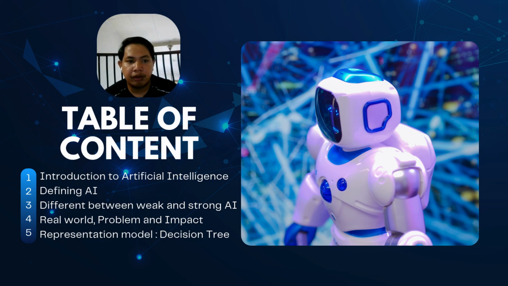Table of contents, we have five. The first one is introduction of artificial intelligence. The second one is defining AI. Third is difference between weak and strong AI. Fourth is real world problem and impact. And the last one is representation model and decision tree.